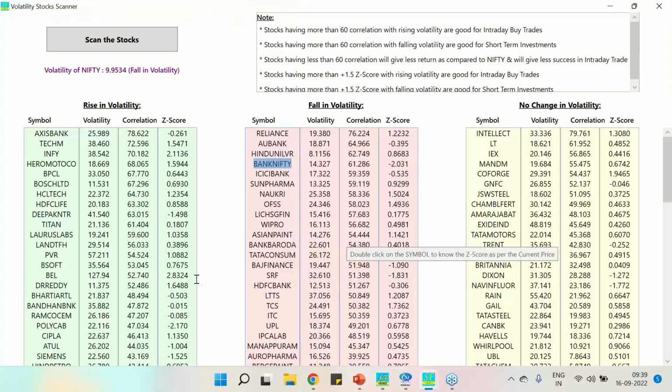So what are the other companies we can take here? You can see Infosys is plus 2. Infosys has a 70% correlation. What does it suggest? A positive z score. Means what should we do?